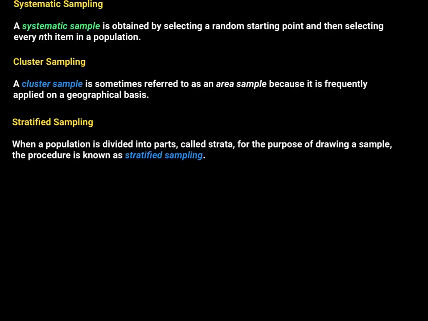When a population is divided into parts called strata for the purpose of drawing a sample, the procedure is known as stratified sampling. Stratified sampling involves dividing the population by characteristics called stratifying factors, like gender or race or religion or income. So these are called the stratifying factors that help divide the population.